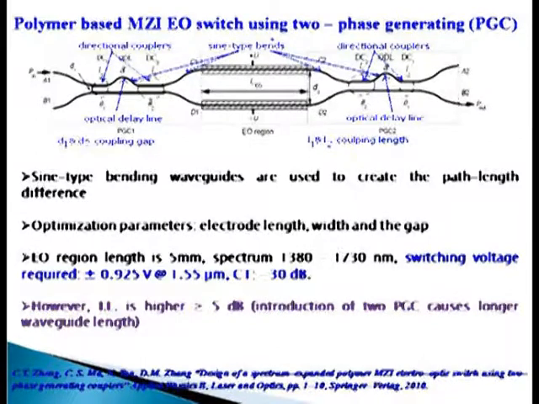They have put some sort of delay over here, and by doing so they were able to achieve an electro-optical region length of around 5 millimeter. With this, the switch was working for the spectrum around 1380 to 1730 nanometer. That means it can accommodate many applications. The switching voltage requirement is very, very small, plus minus 0.925 volt, while the earlier design required 15 volt. Now this design requires only 0.925 volt at the wavelength of 1.55, and the crosstalk is also good, minus 30 dB, while the earlier one had a maximum of minus 27. So this is another good example.